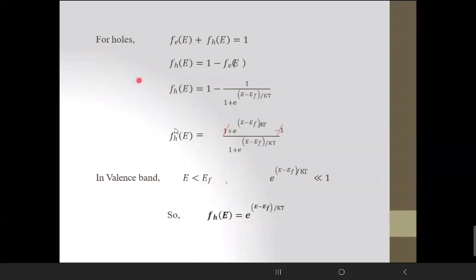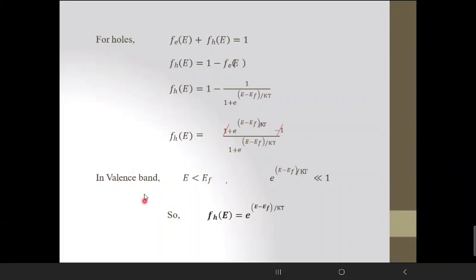So if you know the Fermi function of electrons, you can find out the Fermi function of holes. Fermi function of electrons plus Fermi function of holes is equal to 1 because it is actually a probability. So FH(E) is equal to 1 minus FE(E). FE(E) is 1 over 1 plus exponential of (E minus EF) over KT. So you can solve this and you will get this formula.